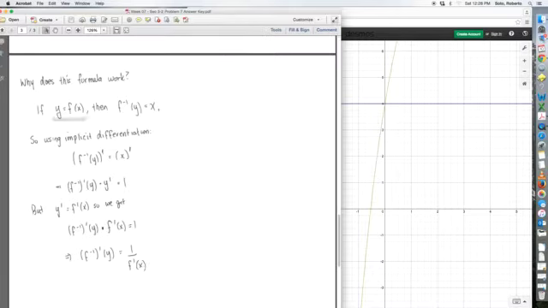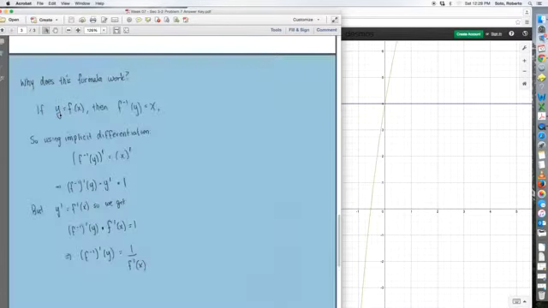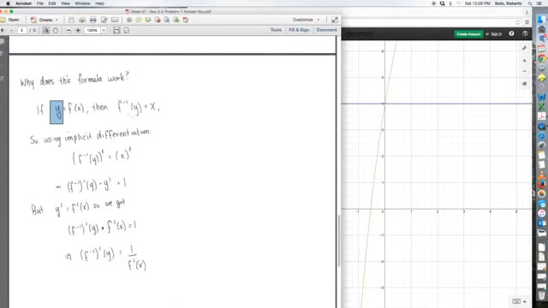I have a function y equals f of x. That means that when we take the inverse, the y, which is the output, becomes the input. And then the x, which was the input, becomes the output. That's what it means to be an inverse. This is what we discussed on Thursday and Tuesday. And then we use implicit differentiation, differentiating both sides with respect to x.